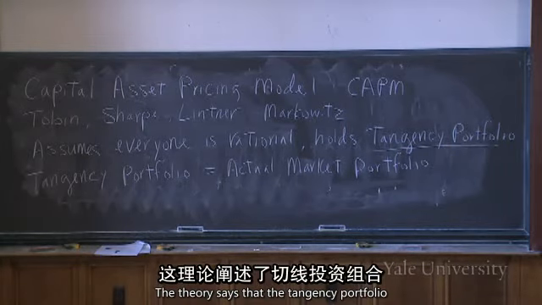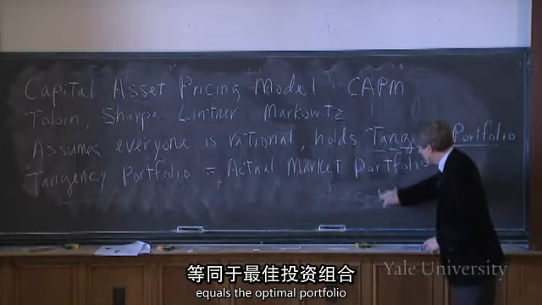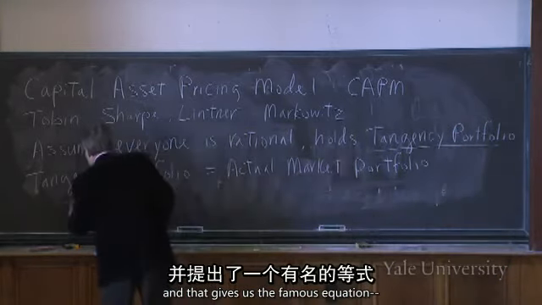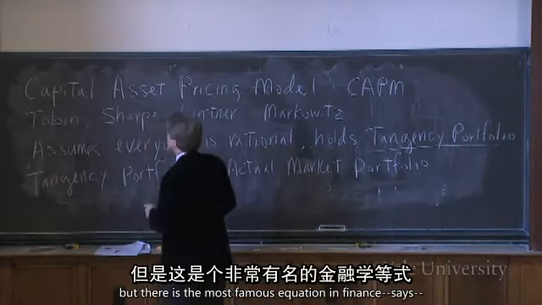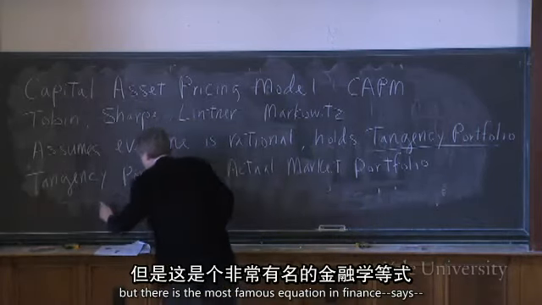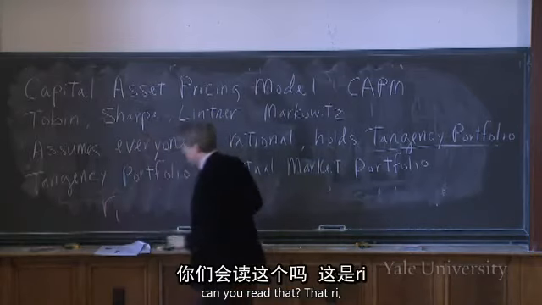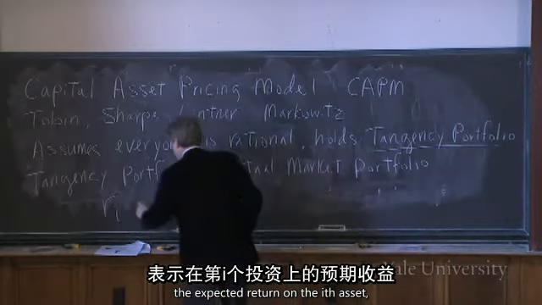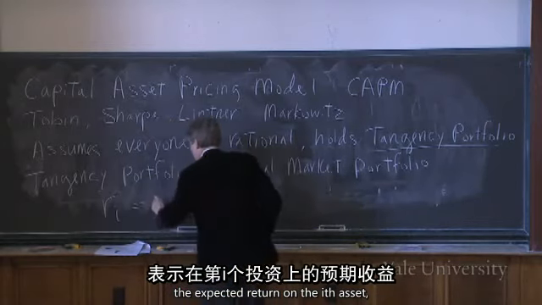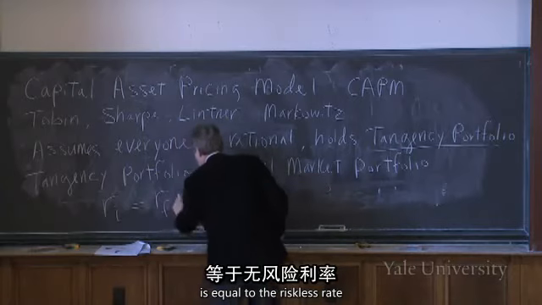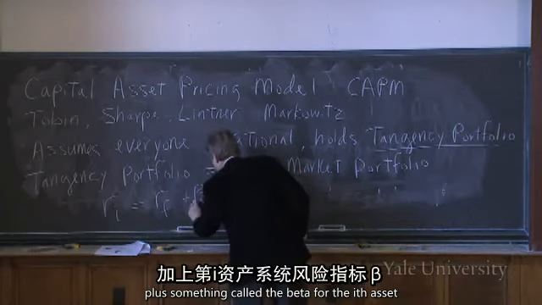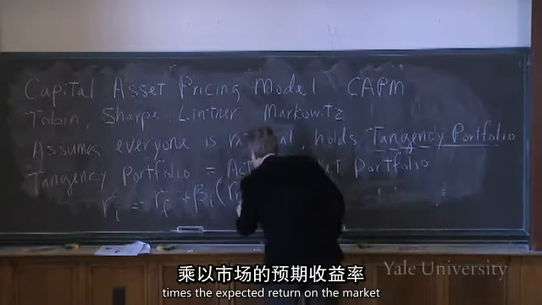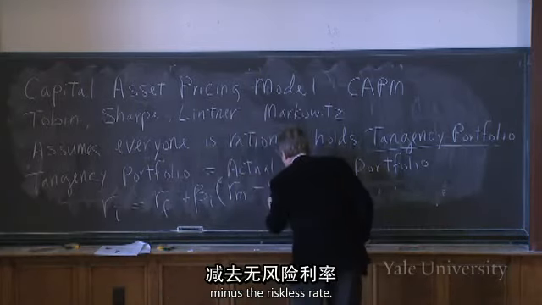The theory says that the tangency portfolio equals the optimal portfolio. And then that gives us the famous equation. And I'm not going to derive this, but there's the most famous equation in finance. Says, can you read that? That's R sub i. The expected return on the ith asset is equal to the riskless rate plus something called the beta for the ith asset times the expected return on the market minus the riskless rate.